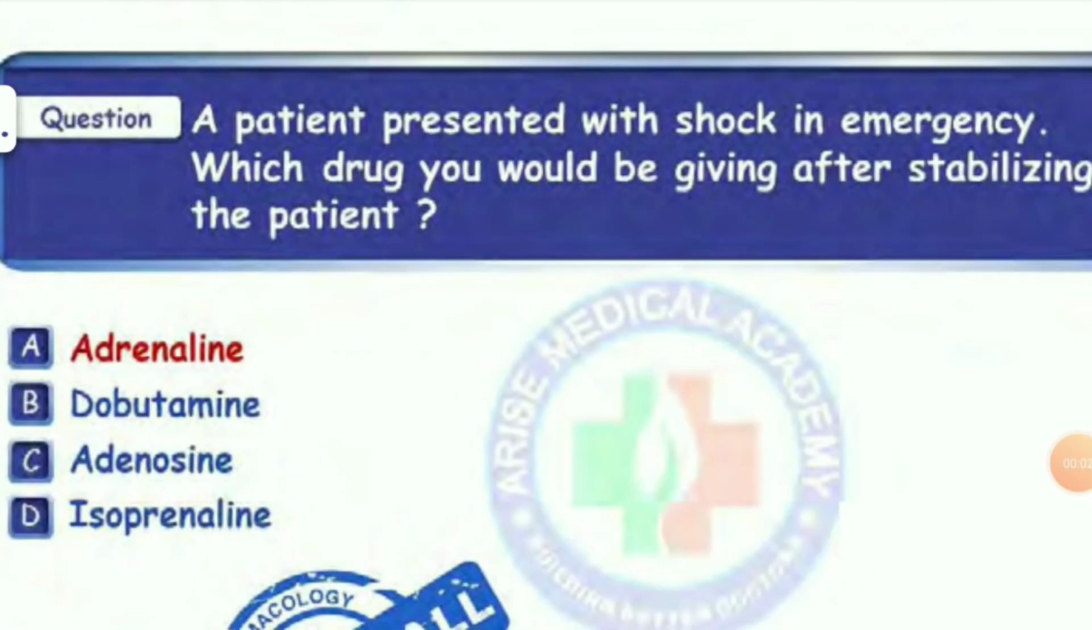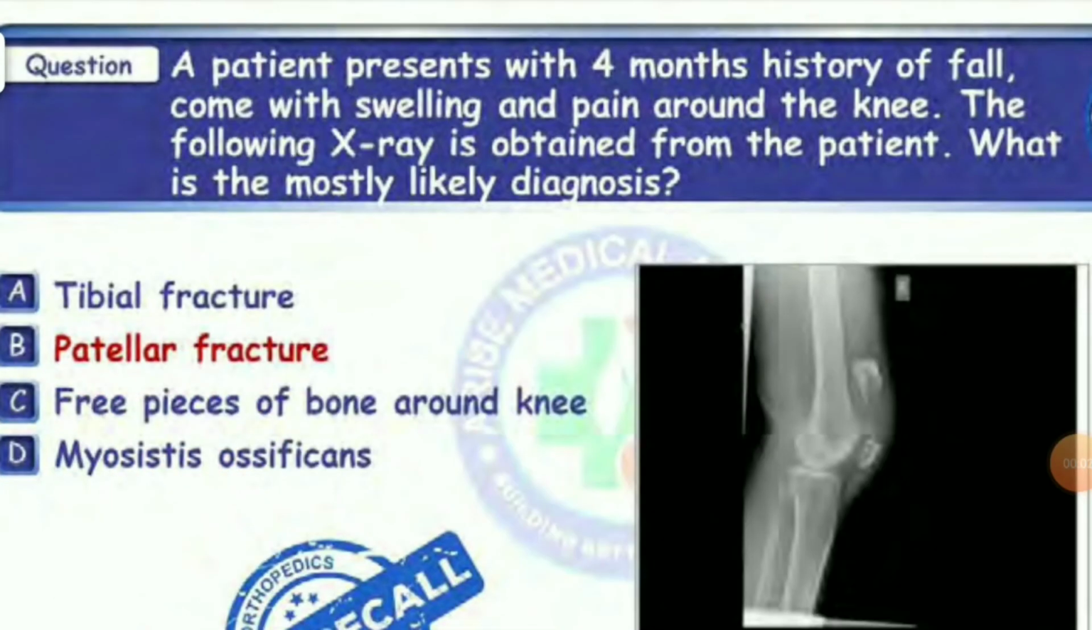Next question, a patient presented with shock in emergency. Which drug you would be giving after stabilizing the patient? The answer is adrenaline. Next question, a patient presents with 4 months history of fall, with swelling and pain around the knee. The following X-ray is obtained from the patient. What is the most likely diagnosis? The answer is patellar fracture.